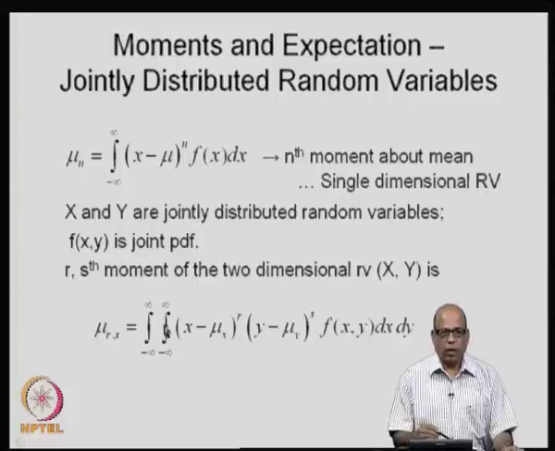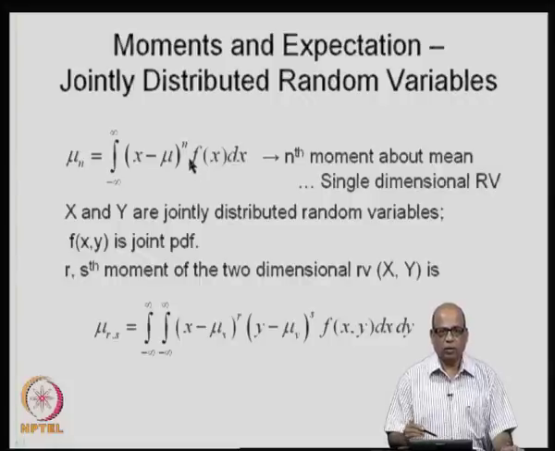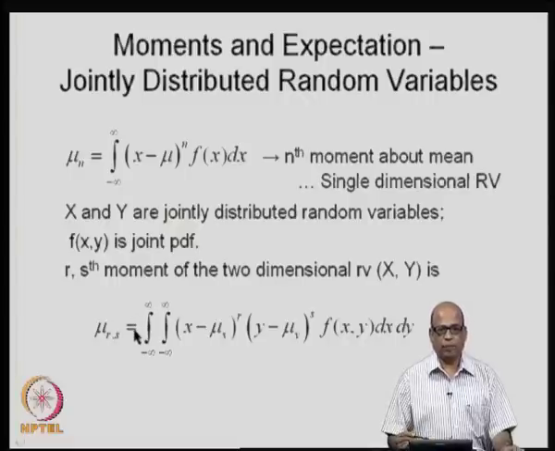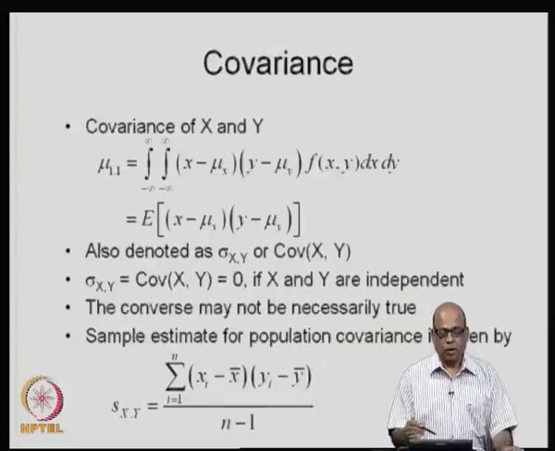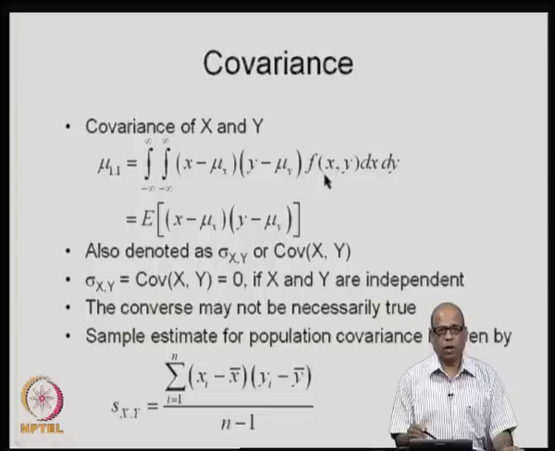When r is equal to 1 and s is equal to 1, we call this moment the covariance. So, in the case of the single dimensional random variable, when n is equal to 2, we call that the variance. In the case of two dimensional random variables, when r is equal to 1 and s is equal to 1, that is the 1,1th moment, that is defined as the covariance. So, we write the covariance of x and y as the double integral from minus infinity to plus infinity of x minus mu x, y minus mu y, f of x y dx dy.